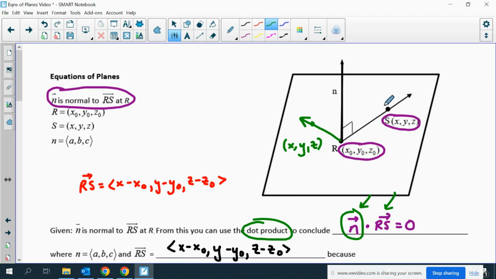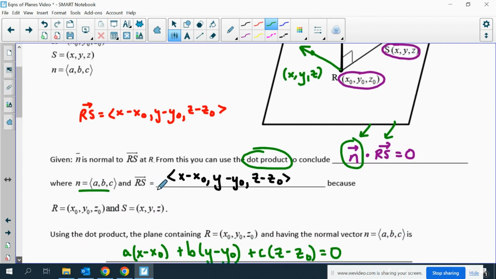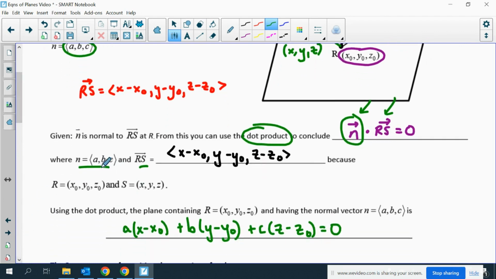So if I compute vector rs, I have x minus x naught, y minus y naught, z minus z naught. I would just dot n and rs and set it equal to 0. Since n is some value which will be calculated, we just take a times x minus x naught plus b times y minus y naught plus c times z minus z naught, and that has to equal 0. And if that happens, then we have a plane.